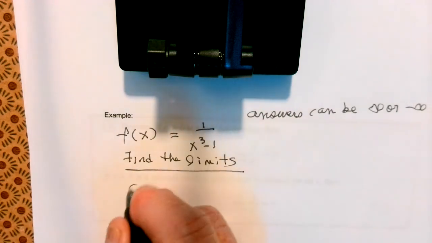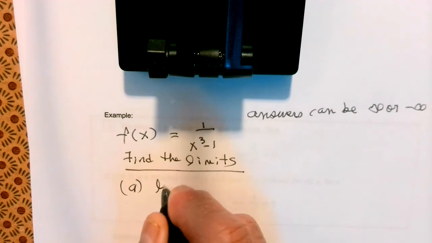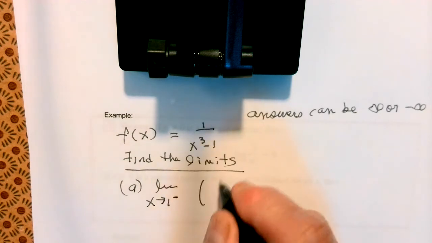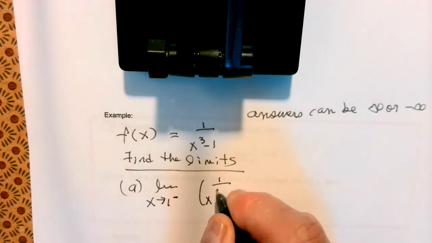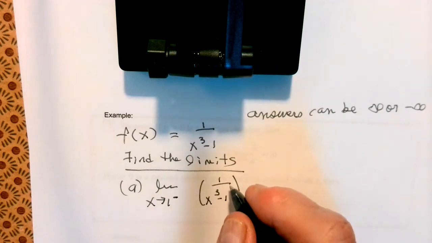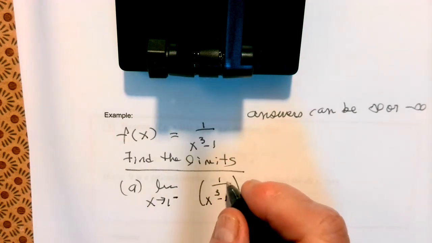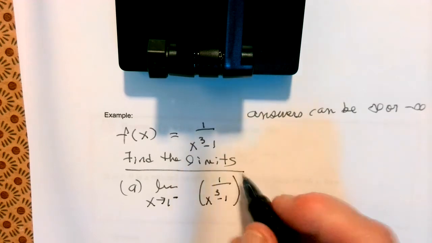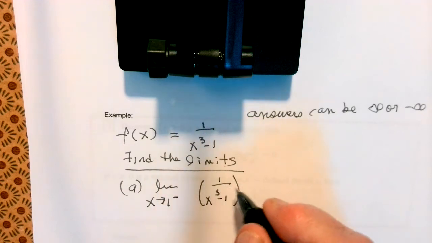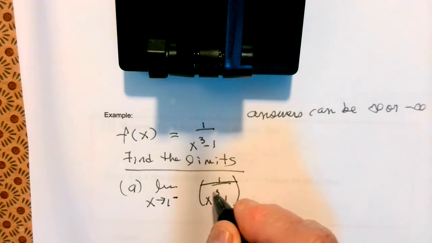Okay, so the first one, I've got the limit as x goes to 1 from the negative side of this function, 1 over x cubed minus 1. I can figure this out without having to graph it, but of course, I could graph it as well. So this is 1 over x cubed, that's a cube, minus 1.